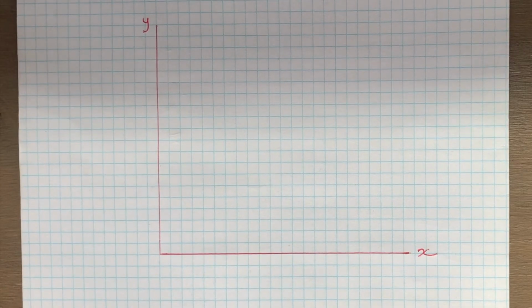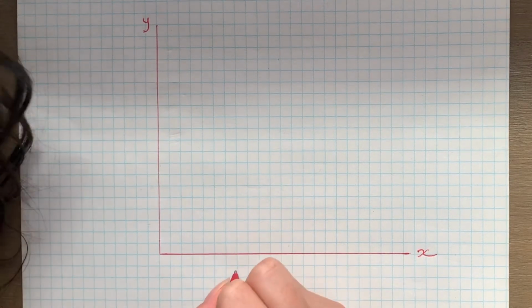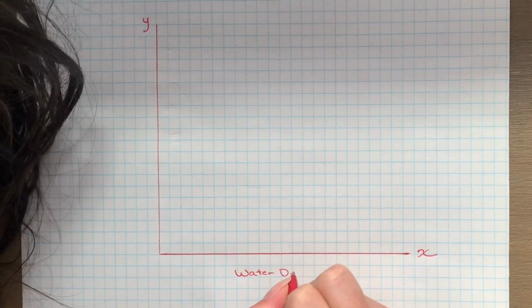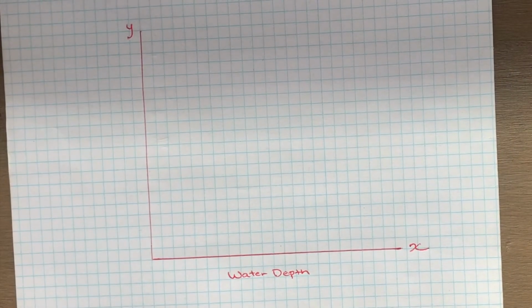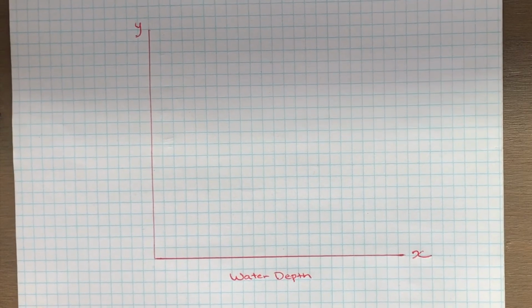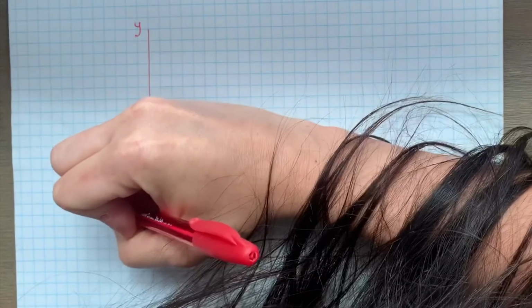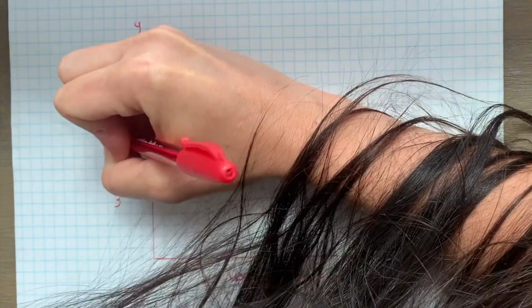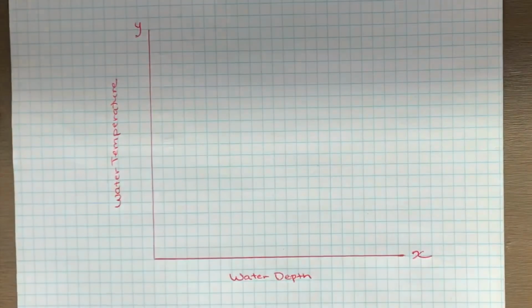Now your next step is to go ahead and label your axes. If we think back to our example from this lesson, we are looking at the effect of water depth on temperature. We know that our independent variable belongs on our x-axis. We've identified that water depth is our independent variable in this example, so I'm going to label water depth on my x-axis. We also have determined that my dependent variable is water temperature. So just the same, I'm going to come to my y-axis and label water temperature, which is my dependent variable.